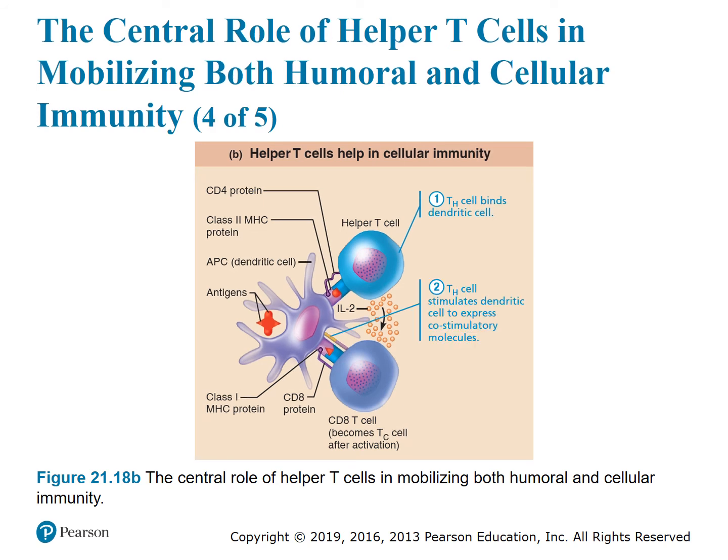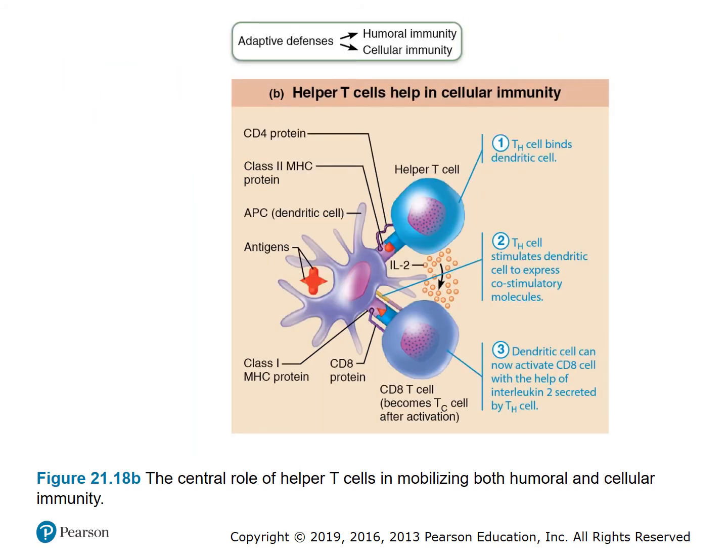Figure 21.18b, the central role of helper T cells in mobilizing both humoral and cellular immunity. So in step 1, what do we see here? We see an antigen-presenting cell. They're showing a dendritic cell, a helper T cell, and a CD8 T cell. So the T helper cell binds the dendritic cell. The T helper cell stimulates the dendritic cell to express co-stimulatory molecules. And in step 3, the dendritic cell can now activate the CD8 cell with the help of interleukin-2 secreted by the T helper cell.